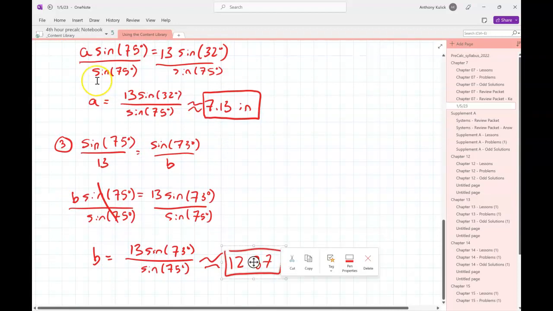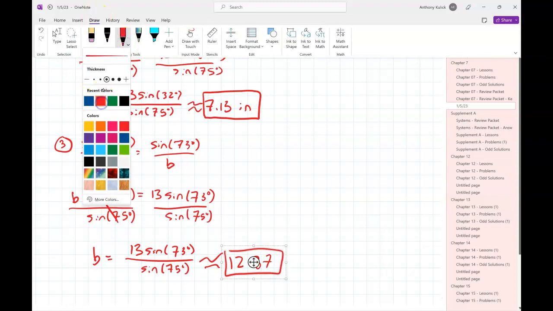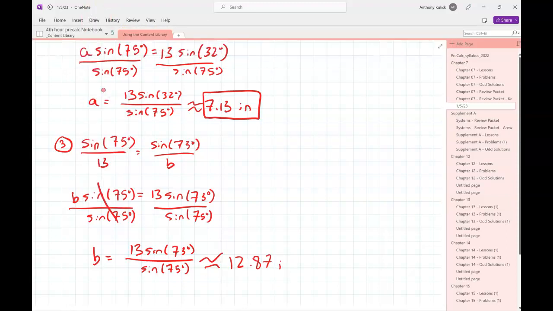Oh, and I should probably say inches there, huh? There's a unit on that. I think the problem was in inches. We feel okay so far? No big deal, right, Ava?